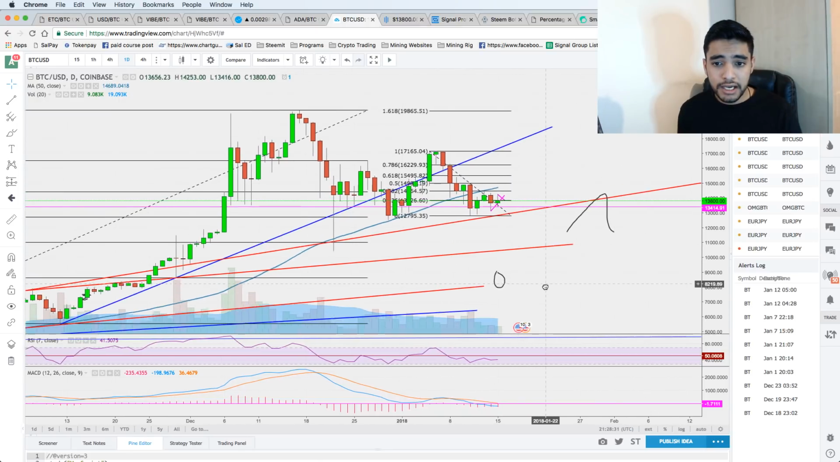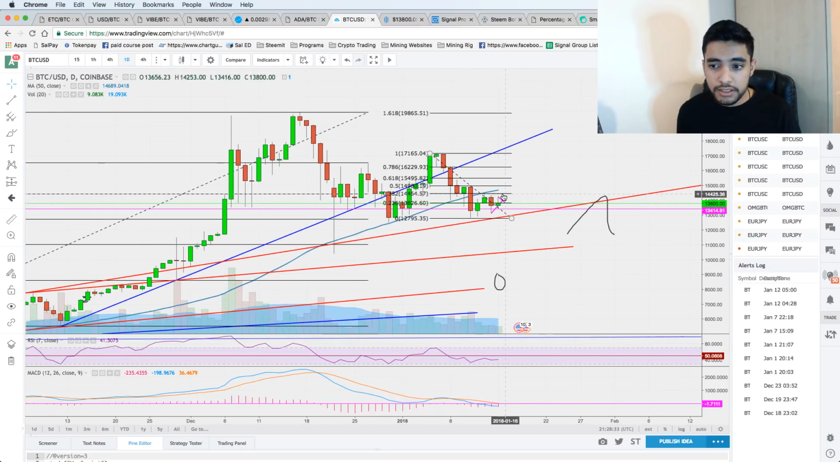Other than that, we need to break this level, 14,500 to 15,000, as I said in my last video, create a new high here and close daily there. If we close daily here, this is going to be a very good sign for Bitcoin and confirmation that we're going higher.